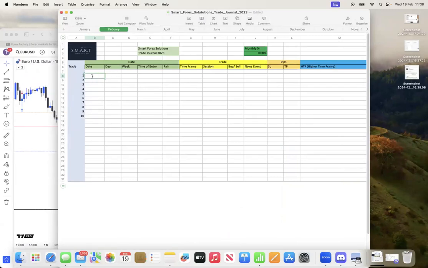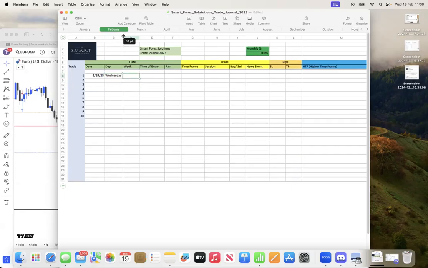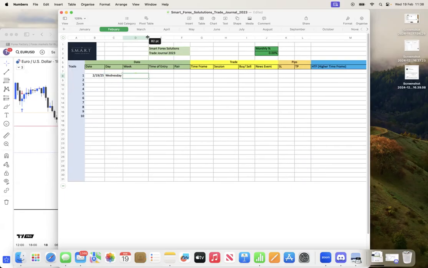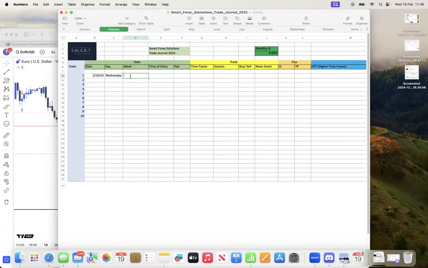So the date today is the 19th of February 2025. It is a Wednesday. And I'm just going to bring this across just to make a little bit more sense. Now, by week, we're looking at what week in the month this is. Just looking at my calendar here, we are actually in week 3 of the month. So this is the 3rd week of the month.